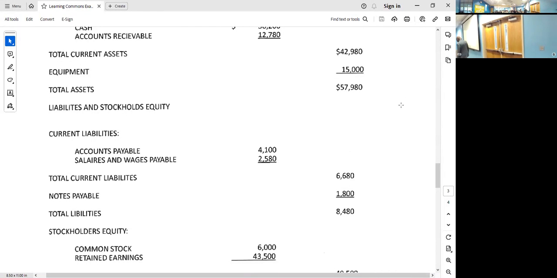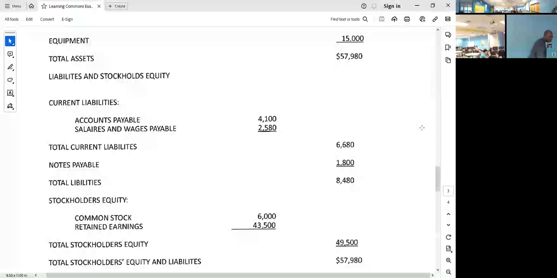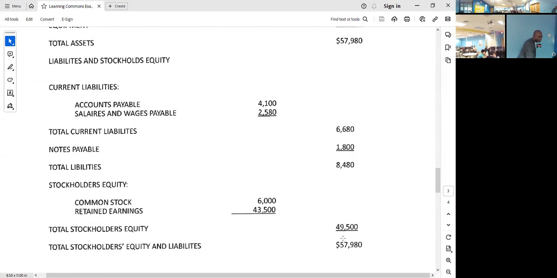So you said that the total stockholders equity, or even the total stockholders equity and liabilities, are equal to assets. Yeah, let's go back up and look at that. See it right there? Because you've got to take your total liabilities plus the stockholders equity right there.